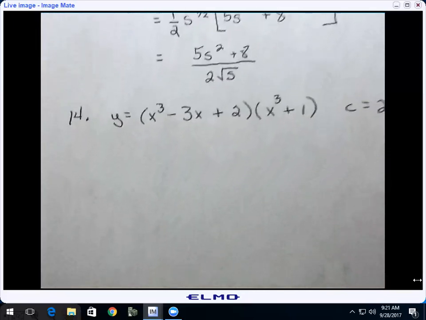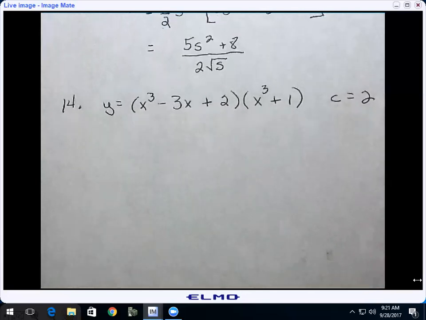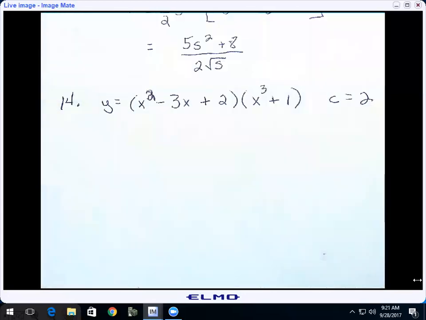Now, I like that one even better because you need it before you get to calculus. You need it in algebra as well. All right. Does anybody have their book open? I think that's an x squared, isn't it? In the book, is that an x squared or an x cubed? Yes, x squared. Okay, x squared minus 3x plus 2 times x cubed plus 1?